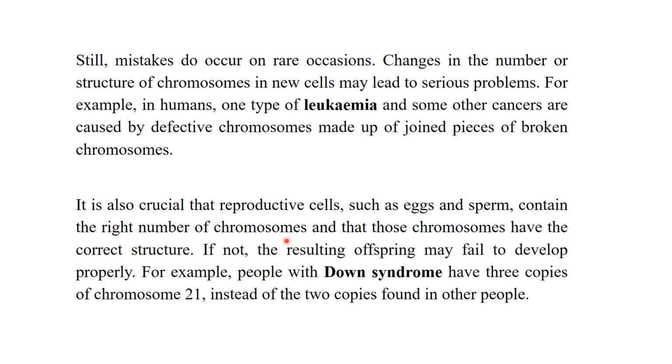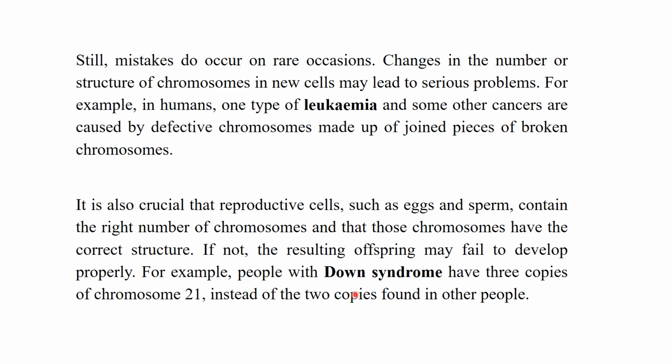अगर नंबर ऑफ क्रोमोसोम एक्सीड करेंगे फिर भी एबनॉर्मेलिटी है, अगर लेस होंगे फिर भी एबनॉर्मेलिटी है. सो नंबर ऑफ क्रोमोसोम शुड बी मेंटेन, शुड बी इन बैलेंस अमाउंट इन द डॉटर सेल्स. And those chromosomes should have the correct structure, if not, the resulting offspring may fail to develop properly.